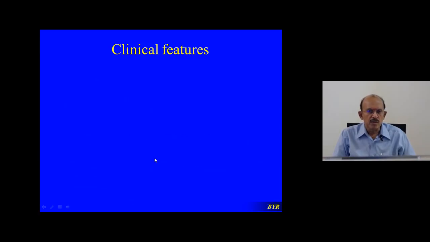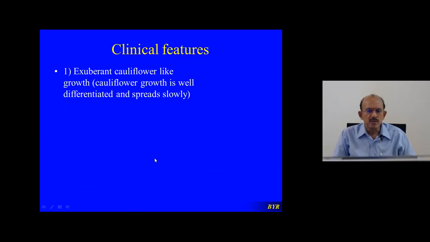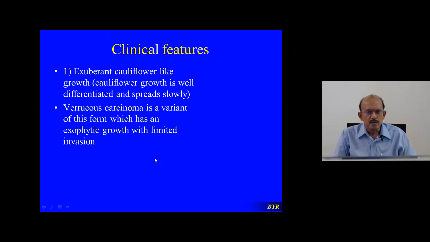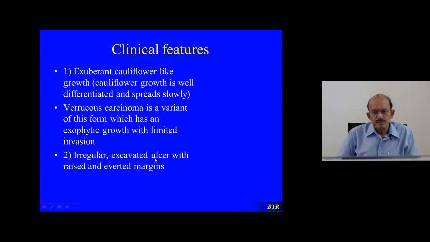So what are the two types? It may manifest like an exuberant cauliflower-like growth. Cauliflower growth is well differentiated and spreads slowly. Verrucous carcinoma is a variant of this form which has an exophytic growth with limited invasion. Or it may manifest like an irregular excavated ulcer with raised and everted margins.